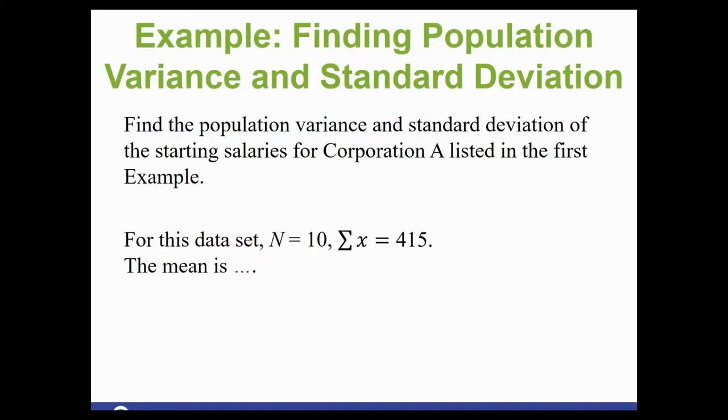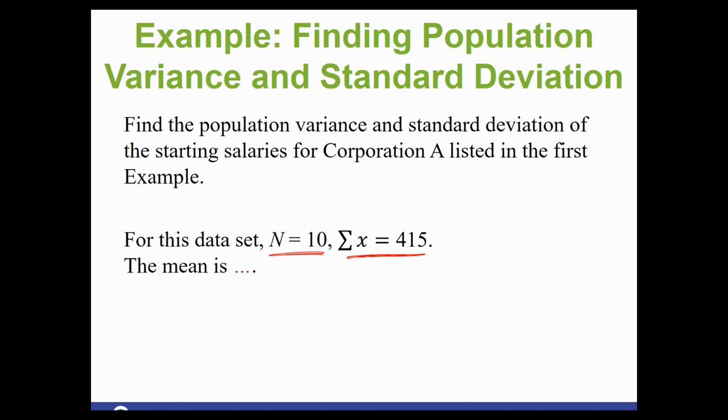So here's our first example. Find the population variance and standard deviation of the starting salaries for Corporation A listed in the first example. So we have our sample size is 10, so n equals 10. And if you added up all of those x values, you get a sum of 415.